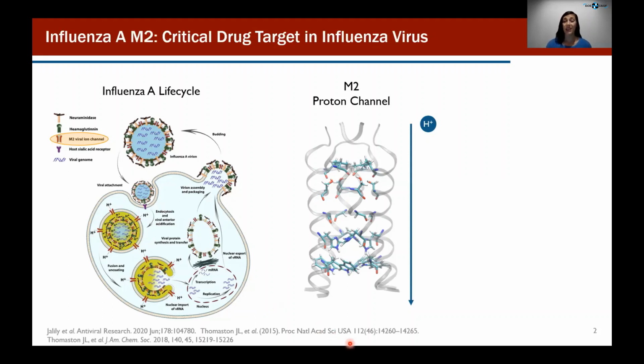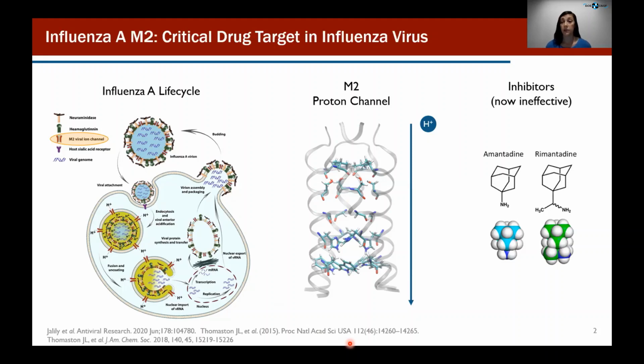And because of this critical function in the infection step, it is a critical drug target. And so 2 of the 4 antivirals that are available right now target this protein. And so that's amantadine and rimantadine, shown here.